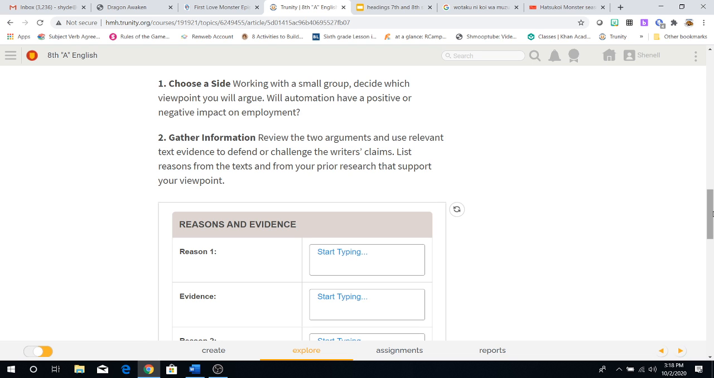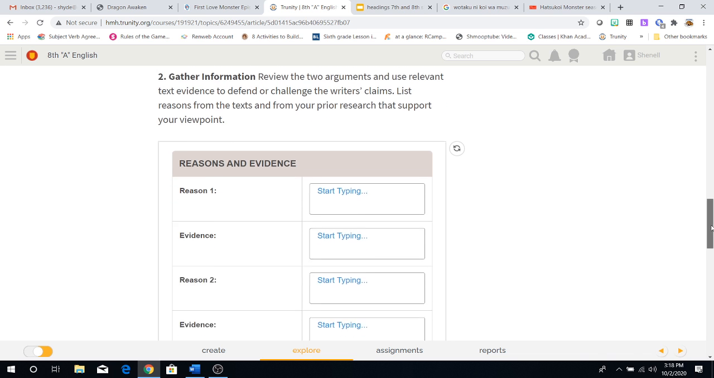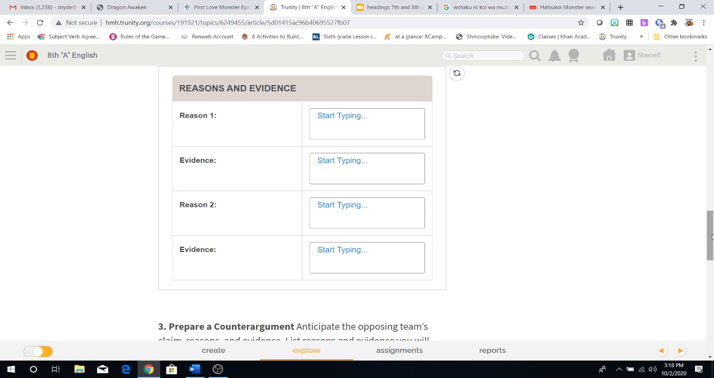Two, gather information. Review the two arguments, and use relevant text evidence to defend or challenge the writer's claims. Remember when we talked about what relevant means? It actually goes along with what you are talking about. List reasons from the text and from your prior research that support your viewpoint. So here, this is what you guys are going to use for your debate. You've got to look up reasons, and you have to have evidence.